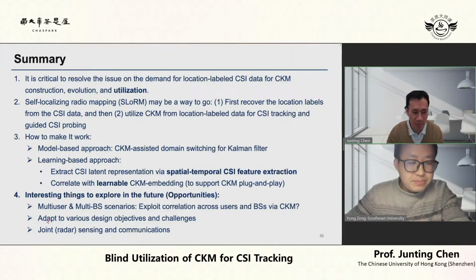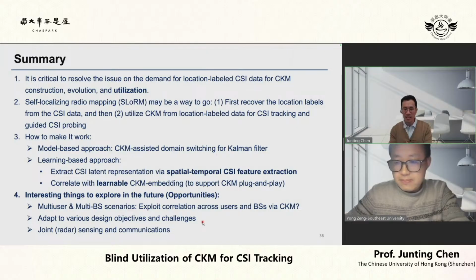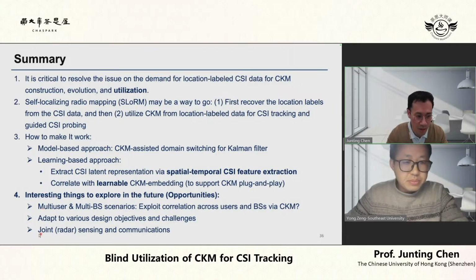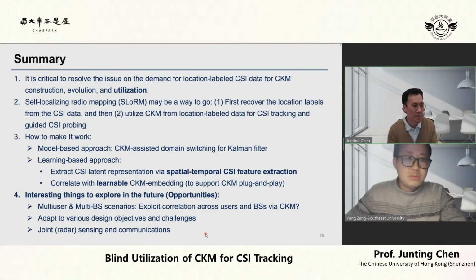We may also need to adapt the strategy to various design objectives and challenges. For example, we just talked about maximizing the capacity. Probably we can consider minimizing the delay, or maybe a joint communication and sensing objective. Right, so this brings the third point about joint radar sensing and communication. How may CKM help in this scenario? In particular, in the case where we don't have precise location labels for free.